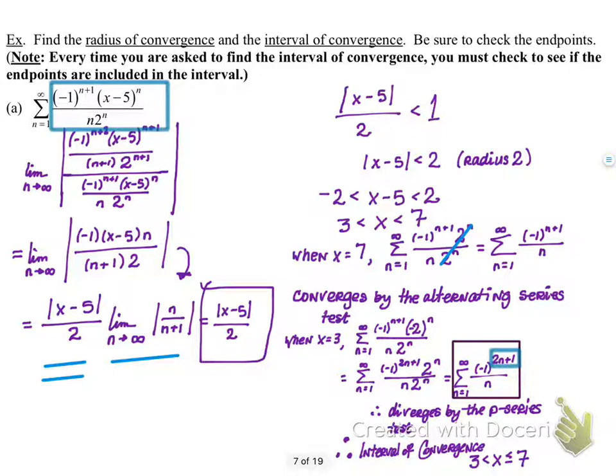So when we actually write our interval of convergence, we do not include the number 3, but we do include the number 7 in our inequality. So we have found the radius of convergence, and we have found the interval of convergence. And I am so sorry this is so long. This is terrible.